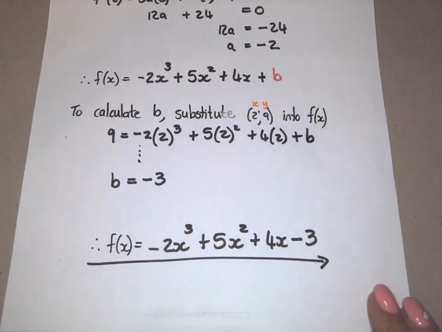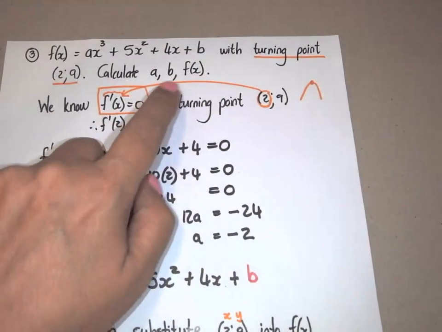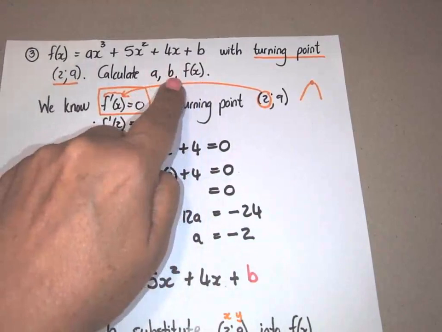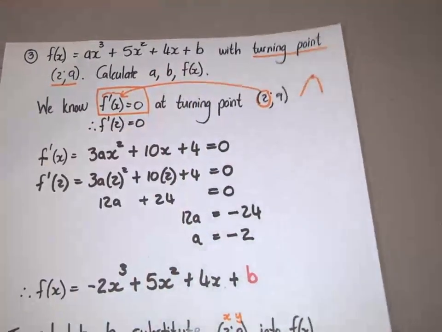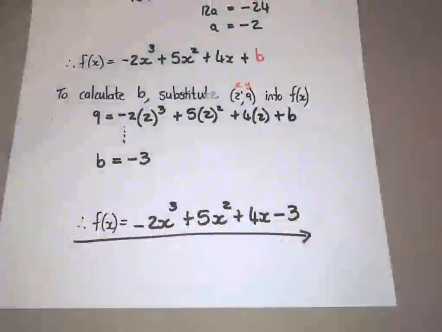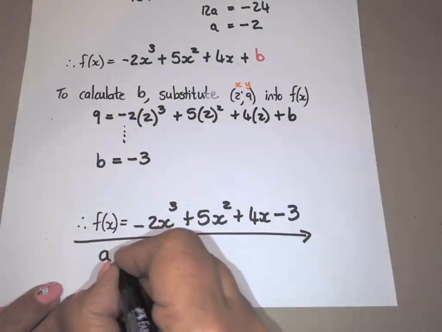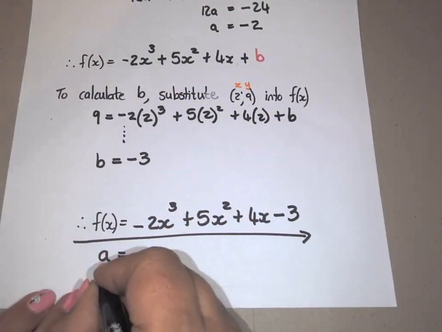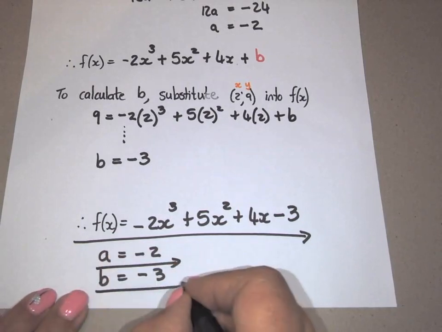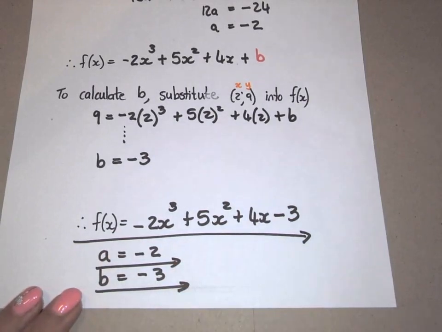But that was not all that they wanted. They wanted f(x), which I have, and they want a and b. So when you answer a question like this, always end up with a summary of all your answers. a is negative 2, b is negative 3. And there I have all my answers.